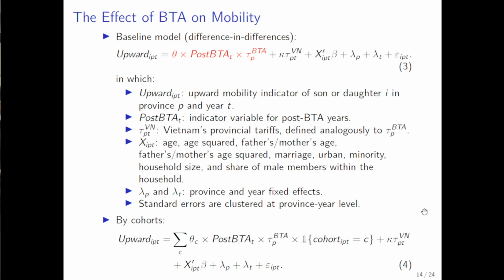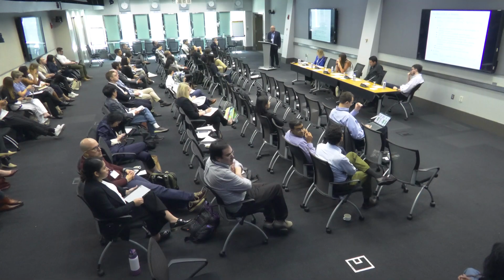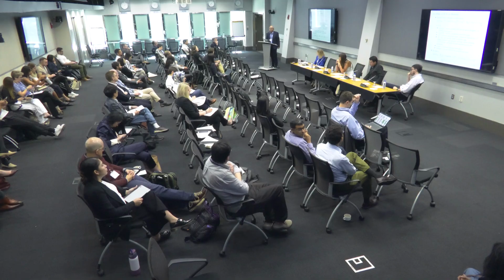And one thing to remember here is that one could think of doing cohort by year fixed effects, but that kind of kills a lot of the variation in the data. And so the way we did it was by controlling for age and age squared, which would basically attack the same problem with minimum loss in the degrees of freedom, right? And also allowing for enough variation for us to identify the effect of the BTA.